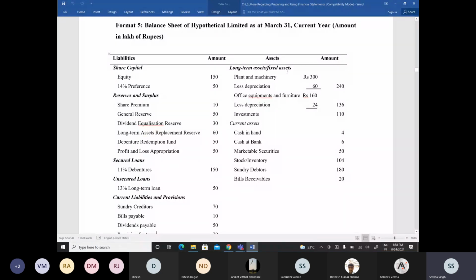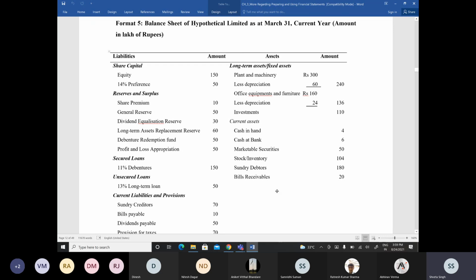You have other office equipment and furniture. You take out the depreciation from there. You have net office equipment. Okay. You have other investments of 110 lakhs. Then you have current assets: cash, bank balance, marketable securities, inventory, your stock, then your debtors, bills receivable. Okay. All of these are given on your asset side.